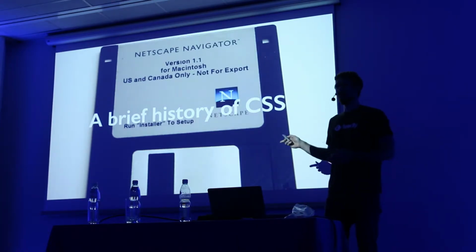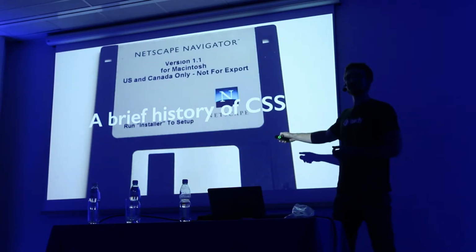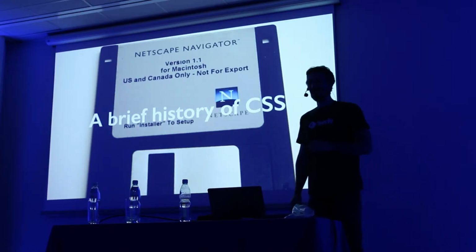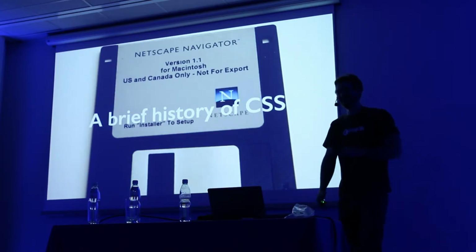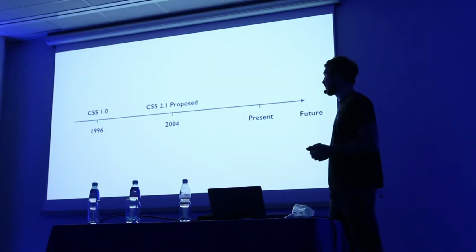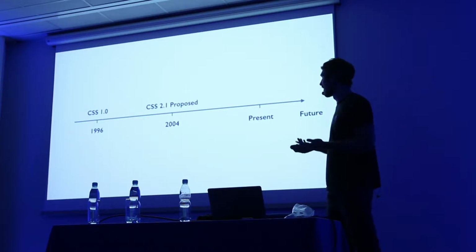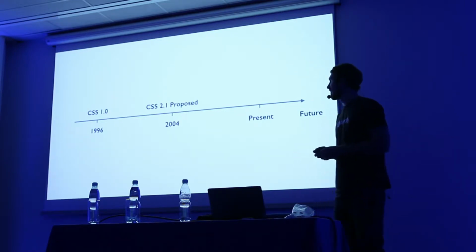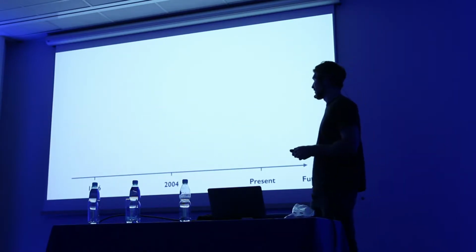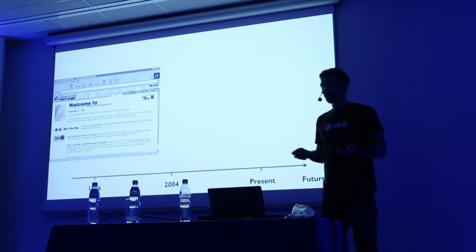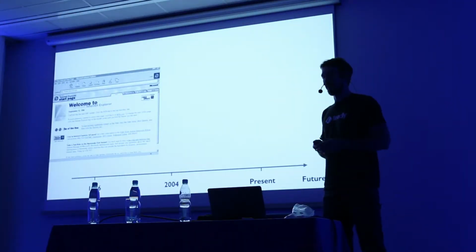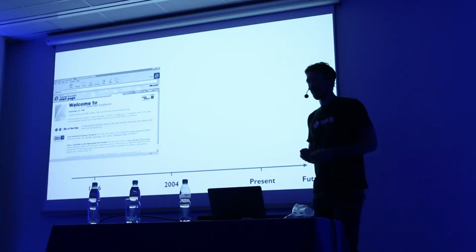How many people know what this is? I just saw 2 hands, so yeah. Everyone is very young here. So yeah, CSS 1.0 was a thing in 1996. And the first browser to support it was Internet Explorer. And this is basically where we start speaking about cascading style sheets.